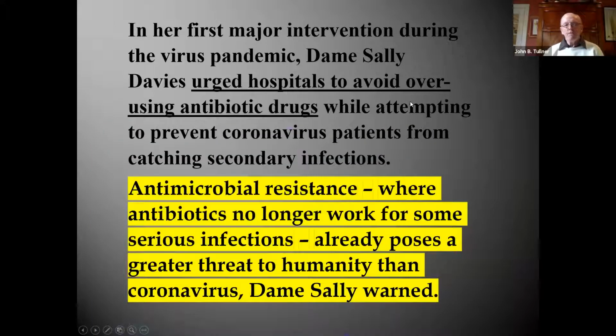And finally, this is, again, Dame Sally Davies, and if you haven't heard of her, she's a very important person in the UK and an excellent presenter. She was the chief medical officer in the UK until September 2019, and then she became what is more like a drug czar. She is now the special envoy on AMR for the UK. Try to go on YouTube and see one of her talks.